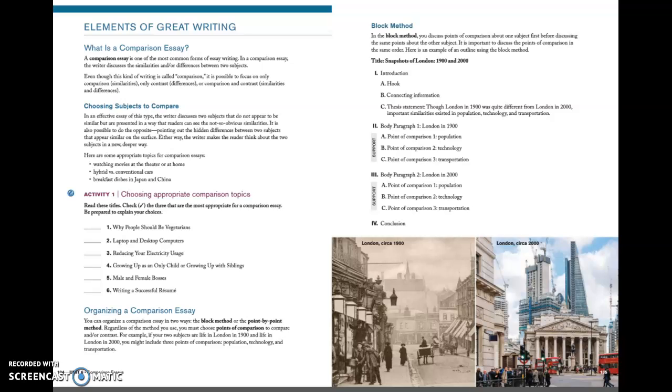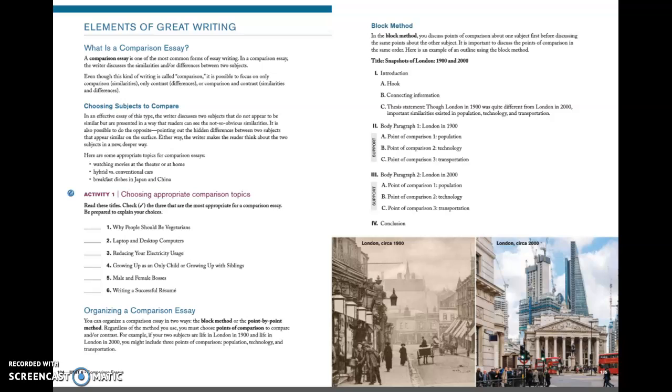They are comparing London, these snapshots, these photos of London in 1900, and then in 2000, 100 years later, okay? So we have an introduction. We always have a hook, connecting information, background information, and then a thesis statement. So our second body paragraph, we're going to talk only about London in 1900. And the first point of comparison, population. Second point of comparison, technology, and third is transportation.